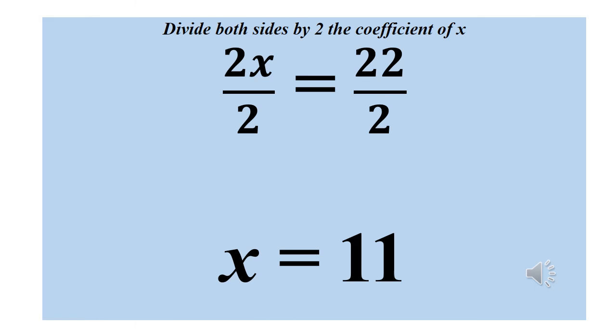Now we divide both sides by the coefficient of x, which is 2. So we now have 2x equals 22. 2x over 2 equals 22 over 2. Then 2 cancels 2 at the left side, so we have x remaining. Then 22 divided by 2 will give us 11. That means the value of x now is 11.